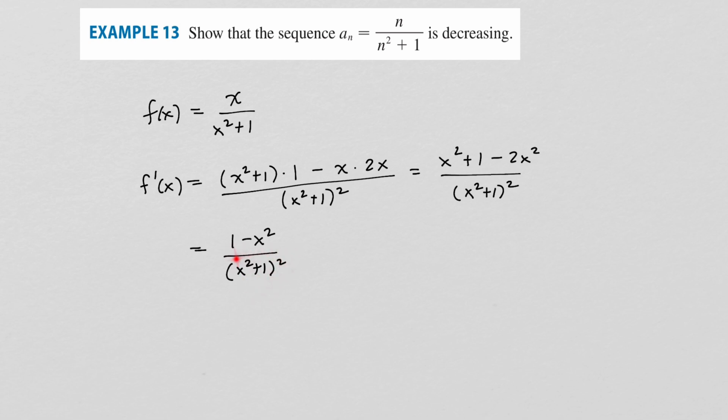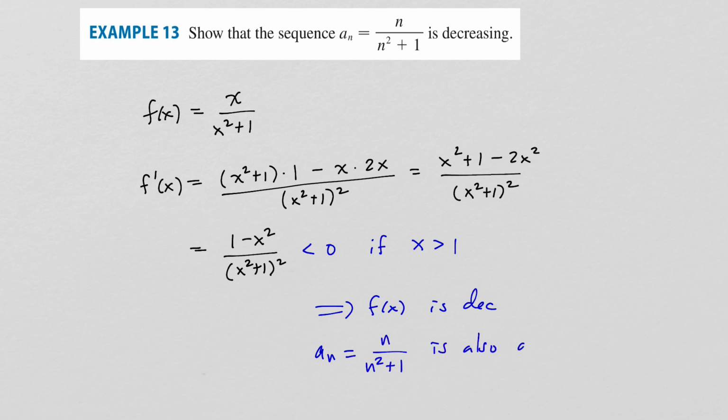Now notice that the bottom number is always positive, no matter what you plug in for x. And the top number, 1 minus x squared, is going to be negative as soon as you plug in a number x that is bigger than 1. So this is going to be less than 0 if x is bigger than 1. And so since the derivative is essentially always less than 0, it's always negative, this means that f of x is decreasing. And if f of x is decreasing, then an, which has the same definition as f of x, is also decreasing.